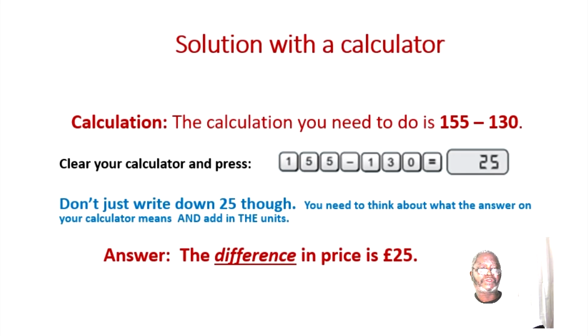Don't just write down 25 though. You need to think about what the value of your answer is in the calculator, because the calculator will not tell you it is pounds or kilos or whatever. You have to make sure you indicate the value. In this case, it's 25 pounds. That's the difference between the two fridges he wants to buy.